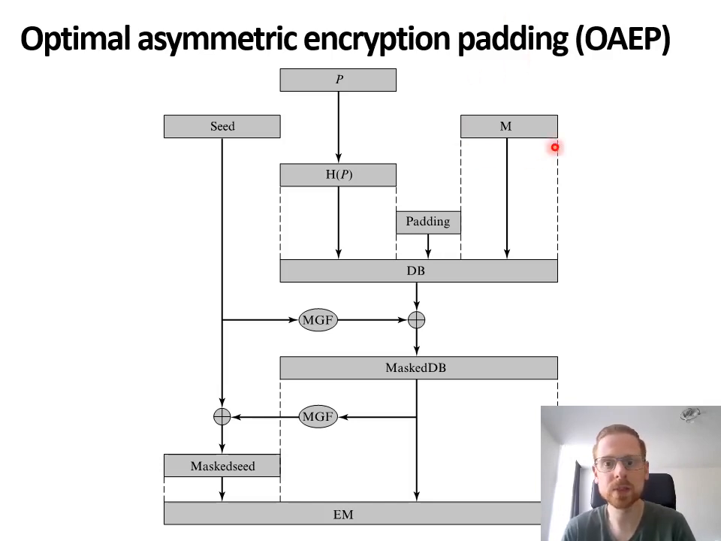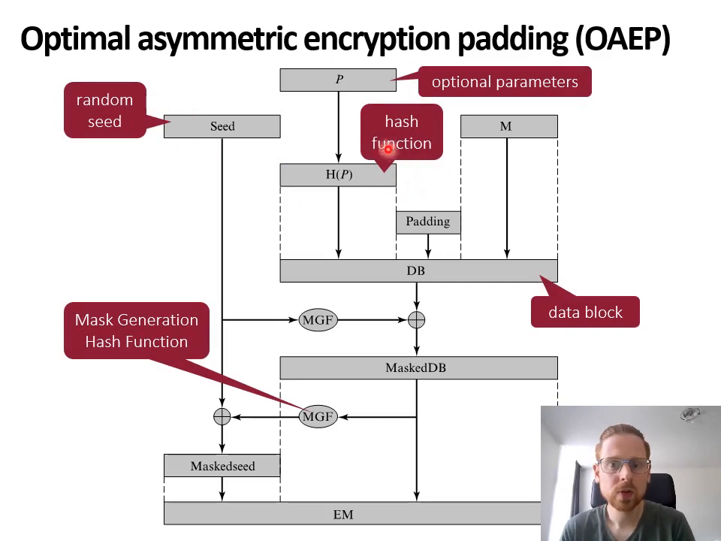We take our plain text message block M and some optional parameters P and a randomly generated seed. We use a hash function to create a hash of these optional parameters. We add 0 padding up to a certain length and then concatenate M, which results in our data block, or DB. The seed is sent through a hash function called the mask generation hash function, so it becomes the same length as DB, and the two are XORed, exclusive ORed, into the masked DB value.